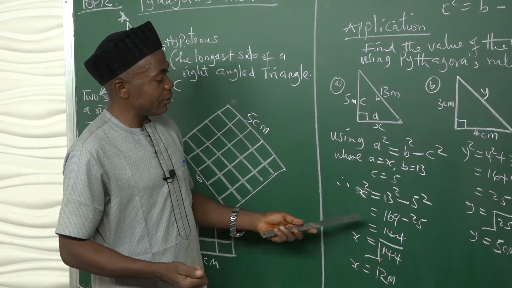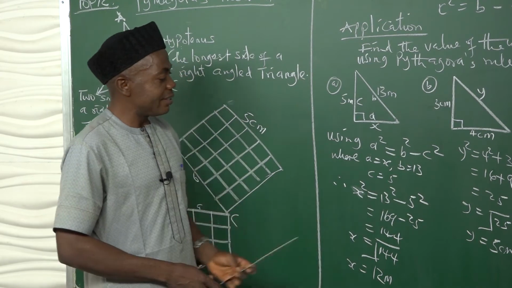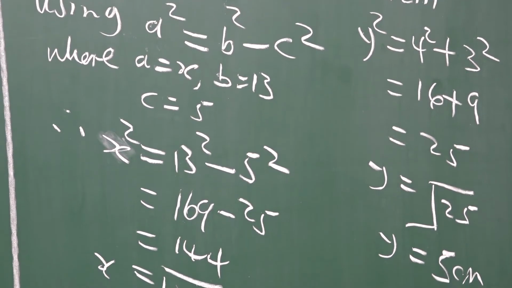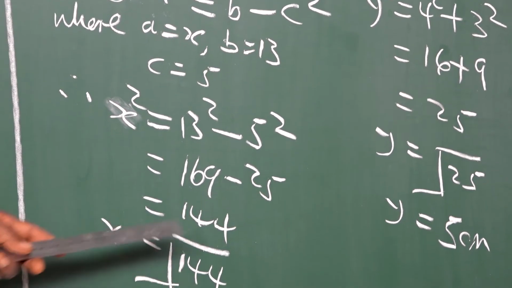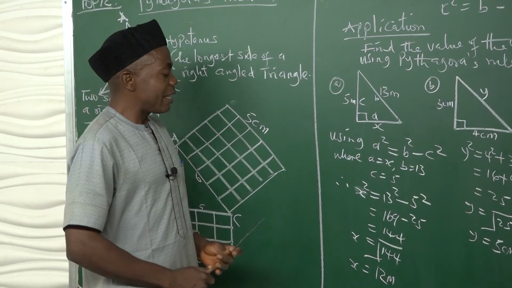And from our multiplication table, we have 169. And 5 squared means 5 times 5, which is 25. The difference between 169 and 25 is 144. Pause for a while, let me inform you.